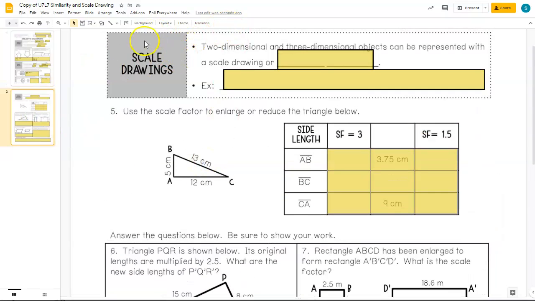So a scale drawing is when we take a shape and we represent it with a different one of a similar size. So a two-dimensional or three-dimensional object can be represented by a scale drawing or a scale model.